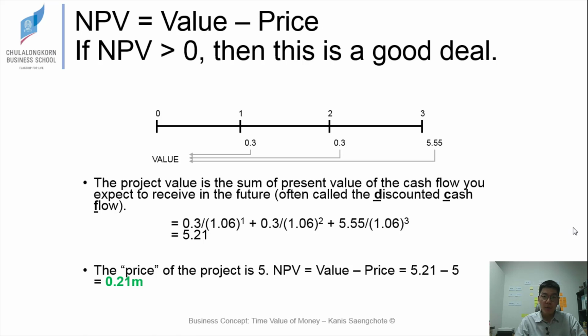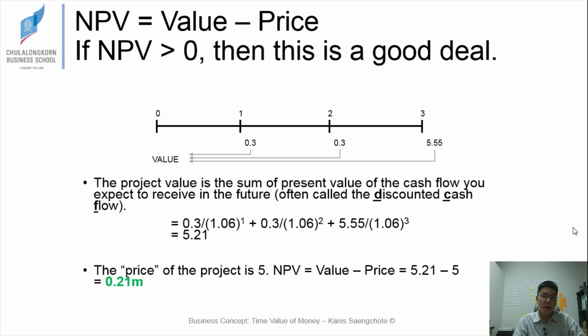What's the price of the condo? The 5 million baht price tag. So if you compare the 5 million baht price tag to the value of the condo of 5.21 million, this is a good investment opportunity because value is greater than price. Now we can call this value minus price net present value, which reflects the net benefit, net inflow and outflows of your investment proceeds. And if this is greater than 0, it's a good deal.